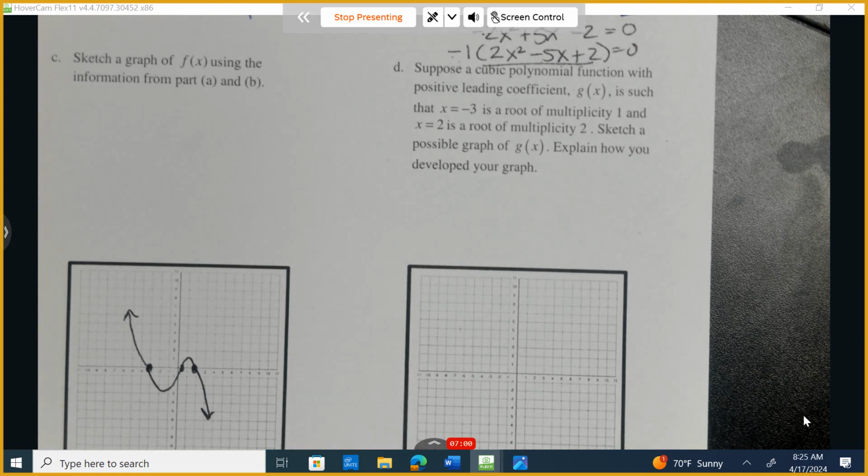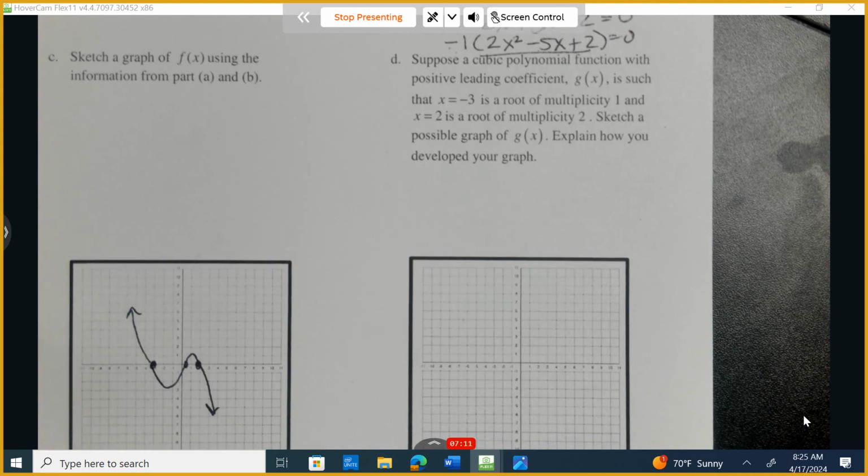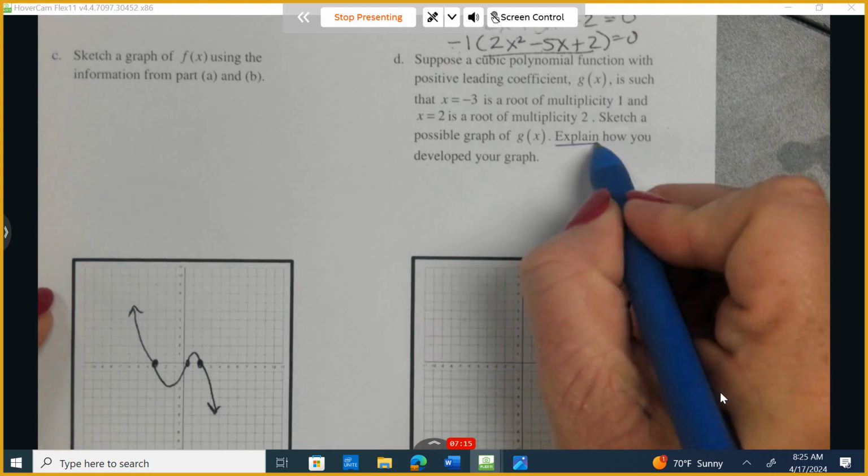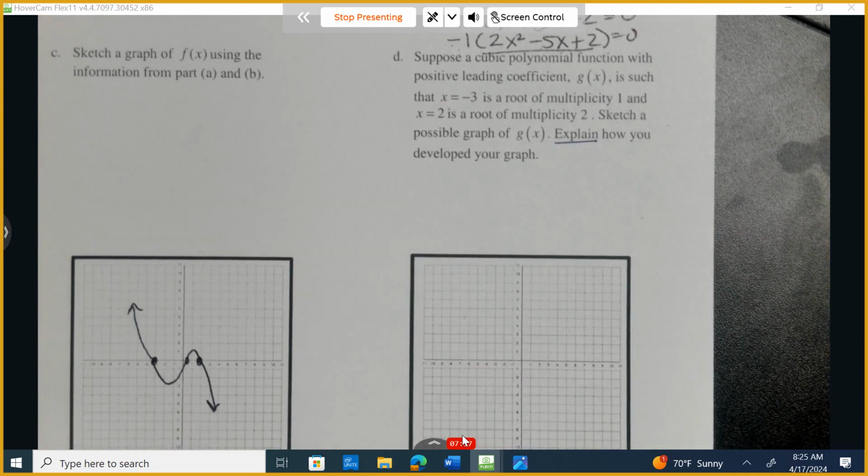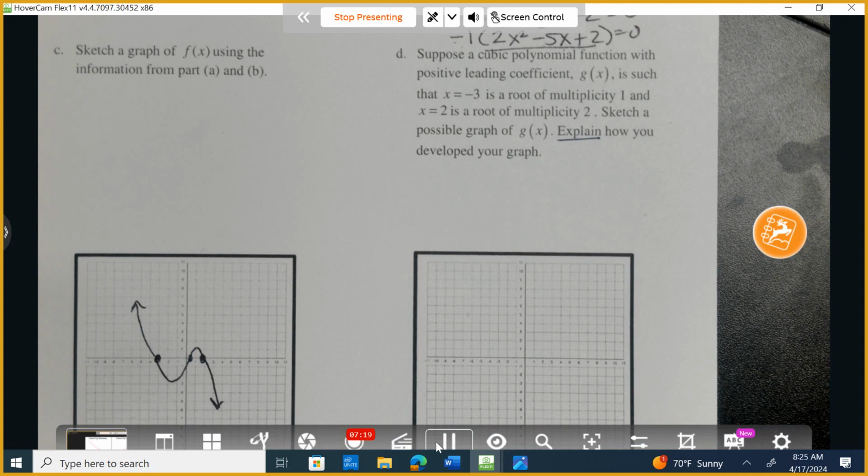Do me a favor right now. If you're rewatching this or you're with me live, I'm going to press pause. I want you to give yourself a chance to try part D. And then we'll talk about it, and it's important that in order to get points for this, you are able to explain your thought process. Try part D and then.